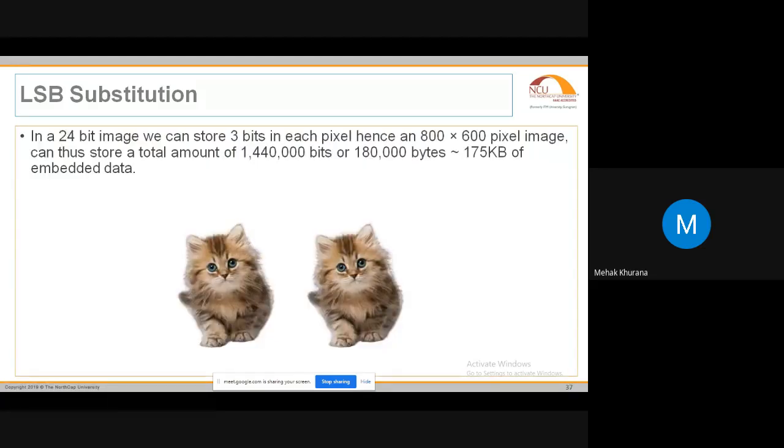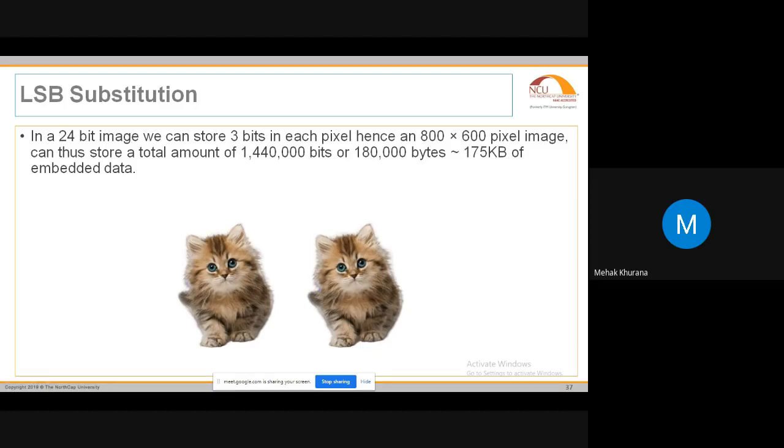Next, sir, please. For example, if I have a 24-bit image, we can store 3 bits in a pixel. So if my image size is 800 by 600 pixels, I will be able to store approximately 175 KB of my data. That will depend on the size of the image, or how many pixels there are in the image. With the help of this, I can change the least significant bits of my image.